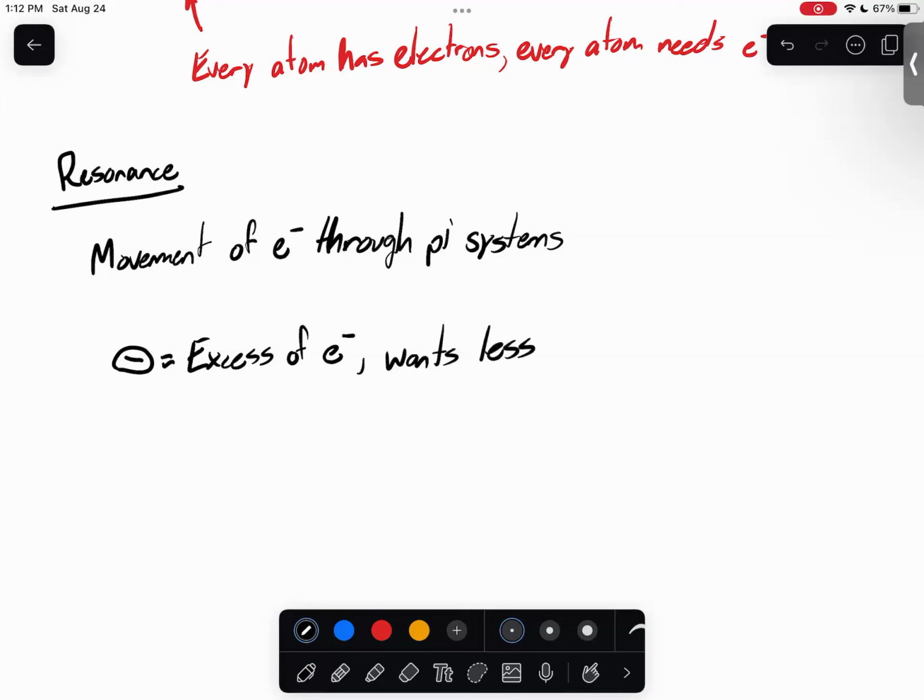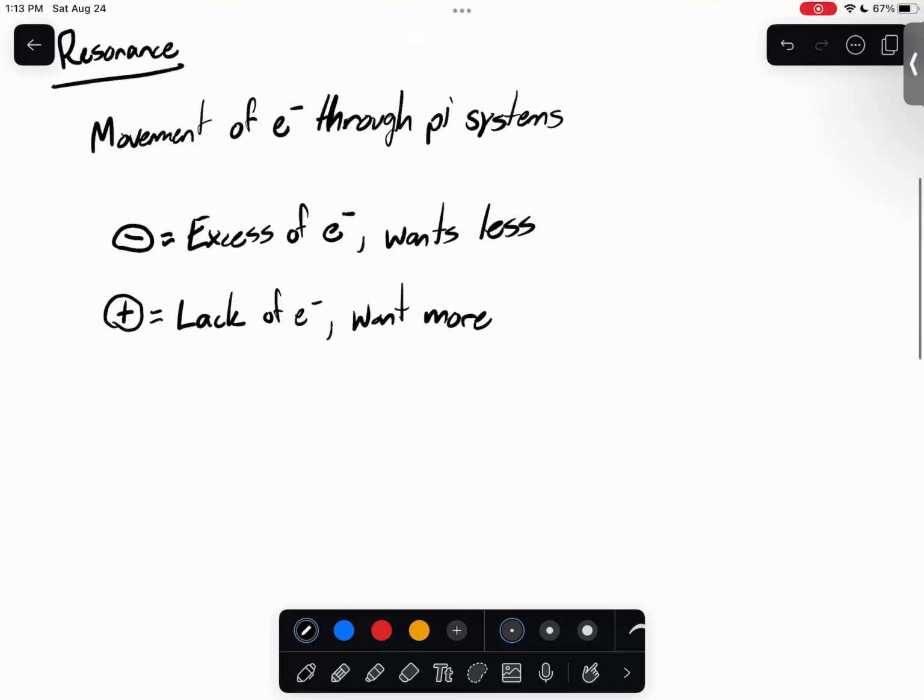It wants to get rid of electrons if it has a negative charge, because remember, these electrons are negatively charged themselves. Whereas on the other side of things, if you have a positive charge, this means it has a lack of electrons, which means that whatever atoms have this, they want more. And so sometimes atoms can get these through electron movements, because you can imagine that electrons will go from a place where there is a negative charge to a place where there is more of a positive charge. So that is what's going to take us into this concept of resonance.